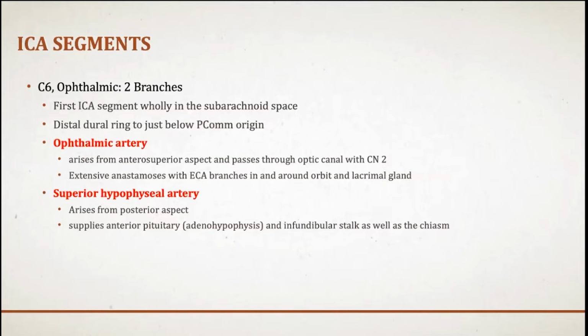The other branch that's important from the ophthalmic segment is the superior hypophyseal artery. And this arises from the posterior aspect of the ophthalmic ICA. And this supplies the anterior pituitary and the infundibular stalk, as well as the optic chiasm. And usually the ophthalmic artery you can see on angiography, but the superior hypophyseal artery is a very small artery that usually you can't really appreciate on angiography or CTA.